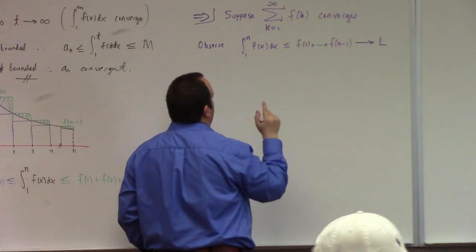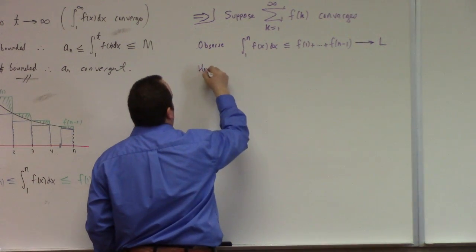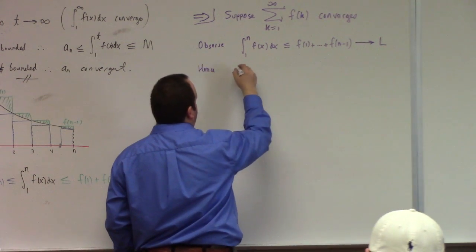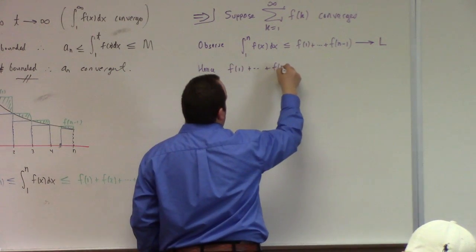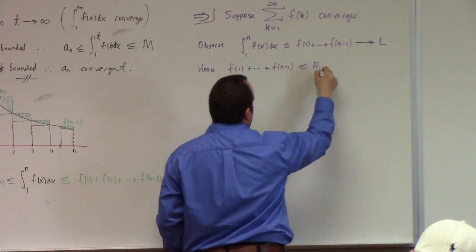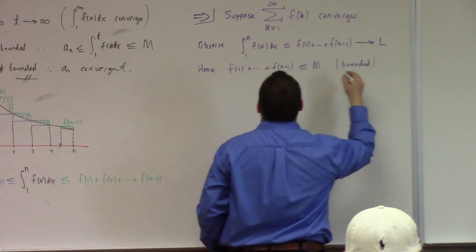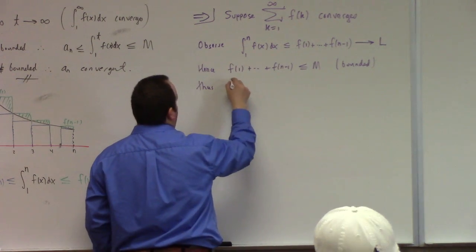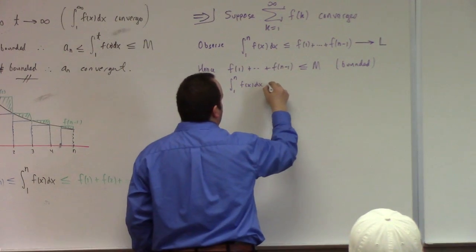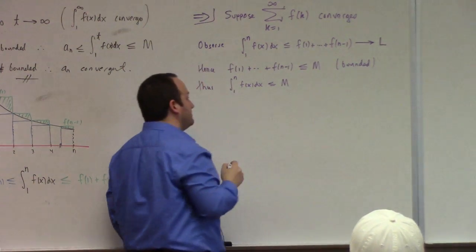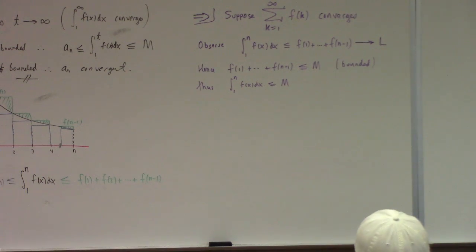Let's be a little bit more specific. If that's convergent, right? Hence, f of 1 plus dot dot dot plus f of n minus 1 is less than or equal to M. I mean, if it's convergent, it's bounded, right? So thus, the integral from 1 to n of f of x dx is less than or equal to M as well. So what we have then is a sequence which is bounded above.